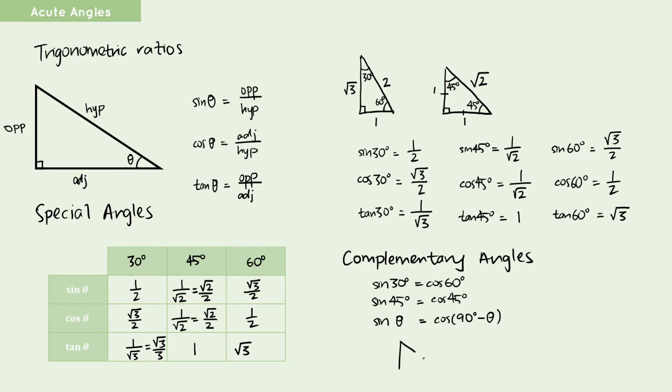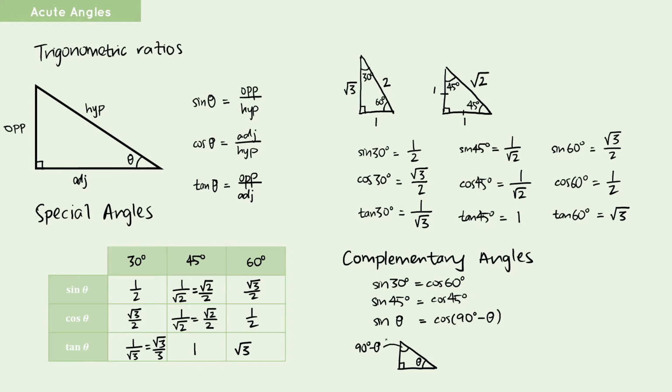We can actually prove this by considering yet another right-angled triangle. So if this is theta, then this angle will be 90 degrees minus theta, because the sum of all angles in the triangle must equal 180 degrees. So if this right angle is 90 degrees, then the sum of the other two angles must equal 90 degrees, to make up 180 degrees in total.